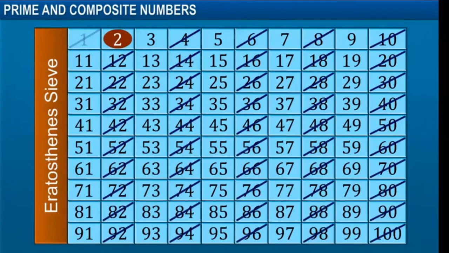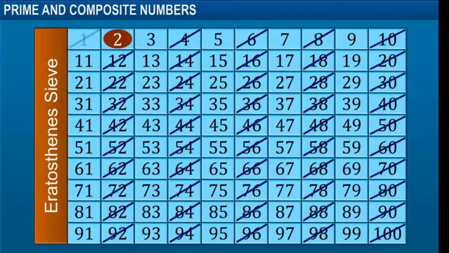Okay, so we were studying the Eratosthenes sieve, that is, a method to find the prime numbers between 1 to 100. So in it, first 1 is crossed out because we learned at the start that 1 is neither prime nor a composite number. Next we are taking 2.